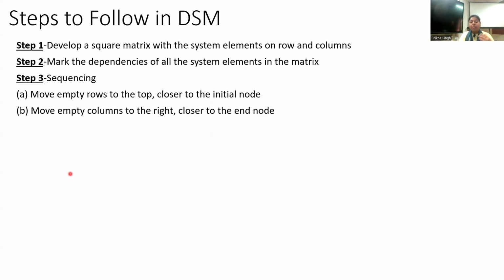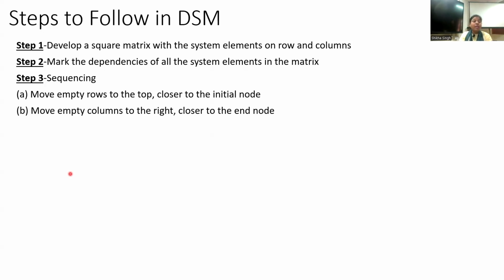Okay, so the empty rows and empty column concept is now clear to you, I hope, right? It is again the same concept, whether this activity is the predecessor to anyone or the successor to anyone. If no, put it towards the start node or towards the end node, right? Any doubts in it? Yes.